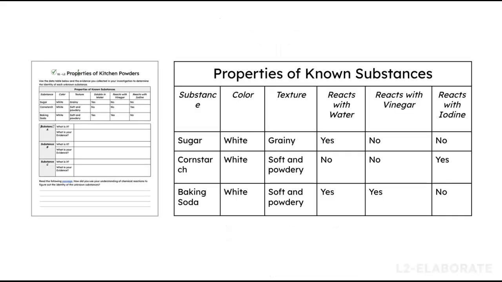For the Elaborate portion, you'll display the Properties of Known Substances table slide and have students work in pairs to analyze the data table on the Properties of Kitchen Powders student journal page to determine which powder was which based on its properties and reactivity with water, vinegar, and iodine. You'll then wrap up the summary chart discussion.